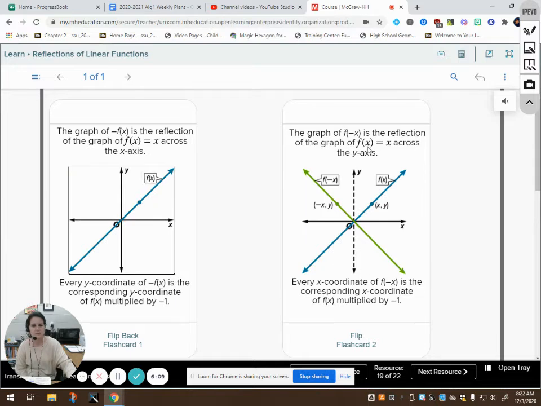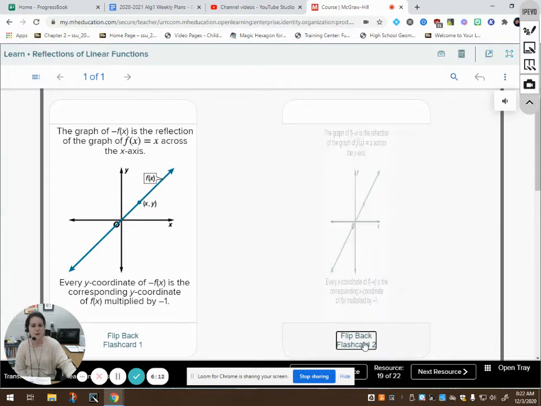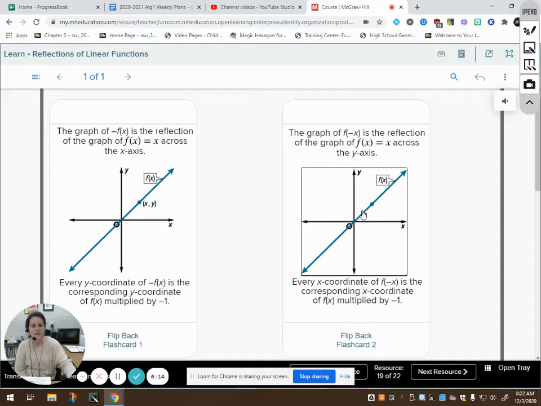So let's look at this one. Multiplying x by -1 flips it across the y-axis. Think of our parent function. We have x comma y. We're going to take this x and multiply it by -1. So now it's the opposite. It's on the opposite side of the y-axis, but the y is still the same.